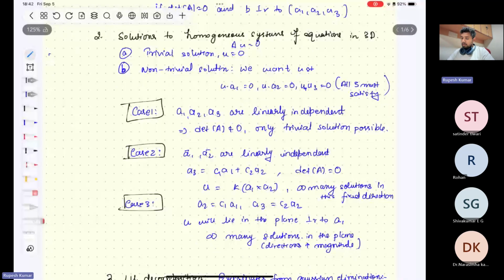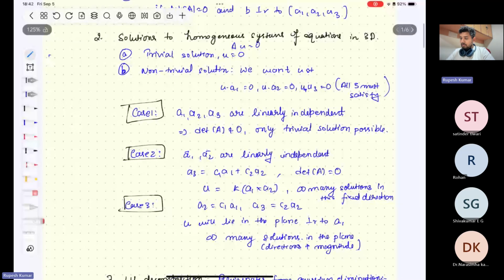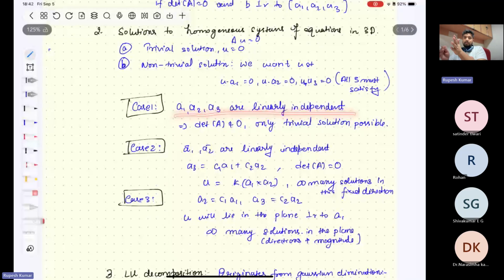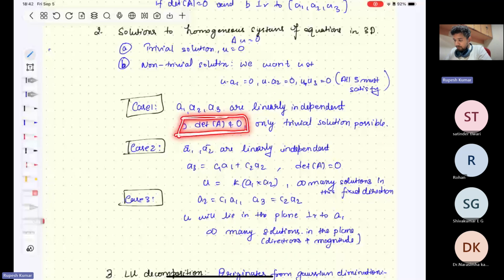Now, when are these kinds of solutions possible, trivial and non-trivial? Let's look into when this will appear. Case one, when a1, a2, a3 are linearly independent. So basically a1, a2, a3 cannot be written as a linear combination of the other two. That is, the determinant of the matrix formed by the vectors a1, a2, a3, that is A, will be non-zero, right? The volume of the tetrahedron formed by these three vectors will be non-zero, right?